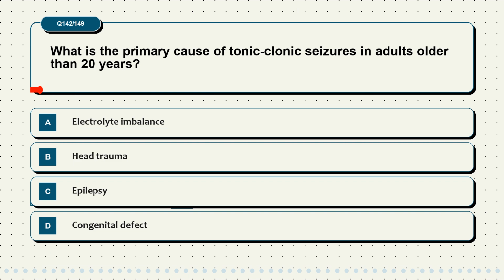Question 142. What is the primary cause of tonic-clonic seizures in adults older than 20 years? Here are the options. Option A. Electrolyte imbalance. Option B. Head trauma. Option C. Epilepsy. Option D. Congenital defect.